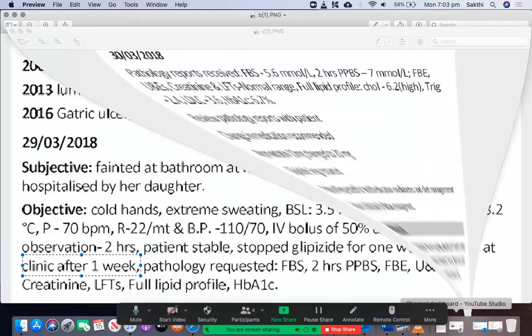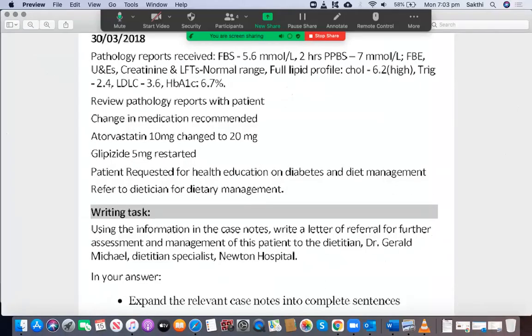Okay, let's see. The pathology reports received. That's fine. That's okay. Range, full lipid profile. That's all right. Okay, so review pathology reports with the patient. Change in medication recommended. Atorvastatin changed to 20 mg, and a 5 mg dose restarted. Patient requests health education on diabetes and diet management. Refer to dietitian for dietary management. So the dietitian needs to provide dietary guidelines.